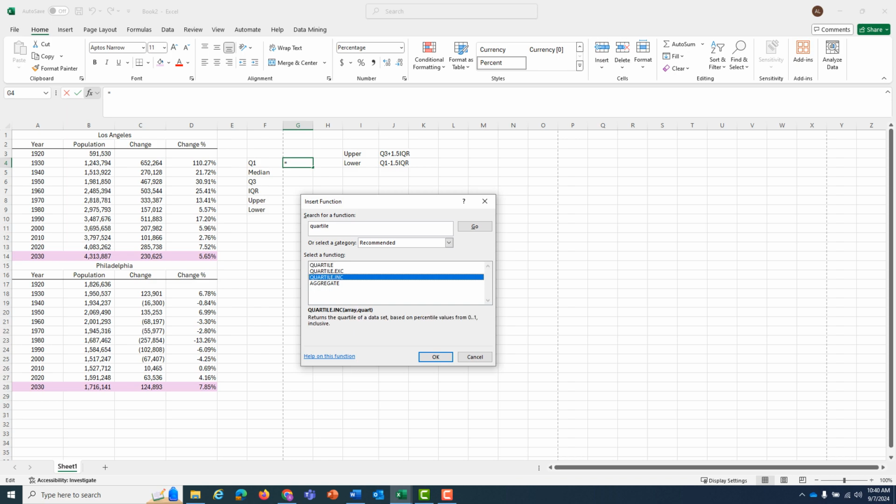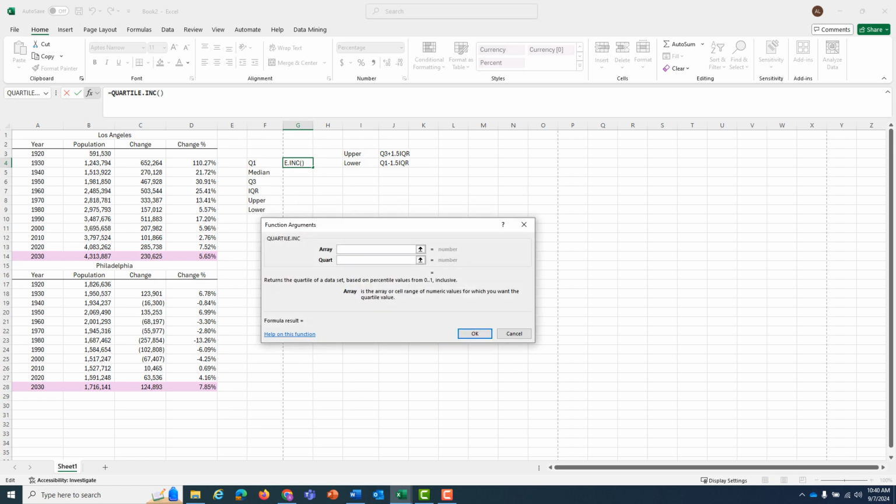I want the inclusive one, so quartile.inc. You could use the percentile function if you wanted to. You always have to put in 25% for the first quartile, but for this one right here, it gives you the same functions, but you get to type in the actual number for the quartile, as you'll see. Take the array of numbers you want to look over.